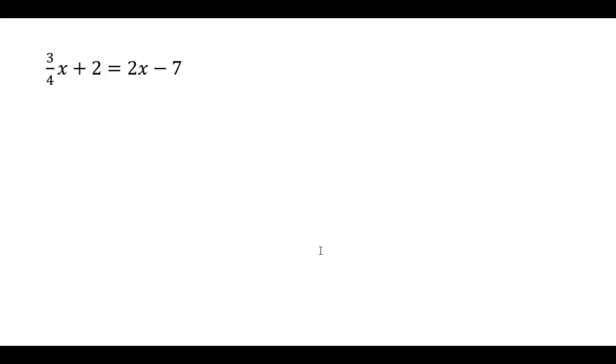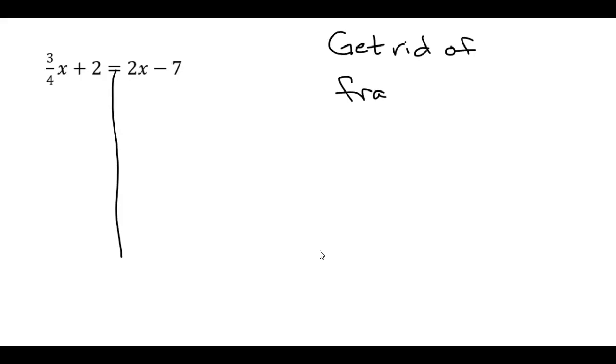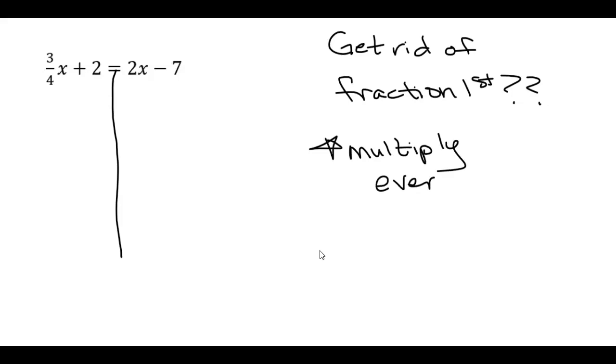So if you want, we can get rid of the fraction first. This one I'm going to do differently because I'm going to get rid of the fraction first just to make this problem a little easier, even before I move the 2. So if you want to get rid of a fraction first, then you must multiply everything.